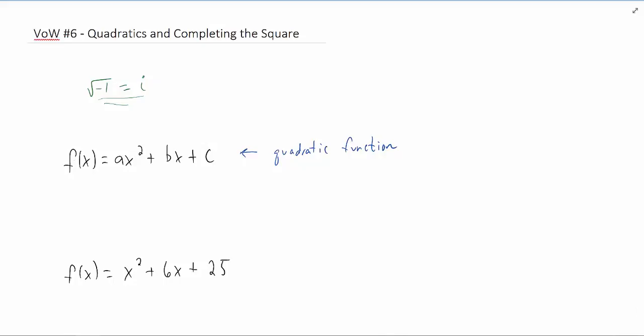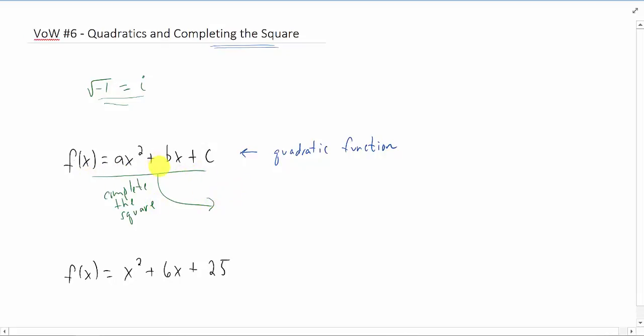The biggest issue that my students had last semester, especially on the final exam, was completing the square with quadratic functions. I'll do a simple example of completing the square in this video, and then I'll do a slightly more complicated example. Now, completing the square is a way of rewriting a quadratic function in a different form.